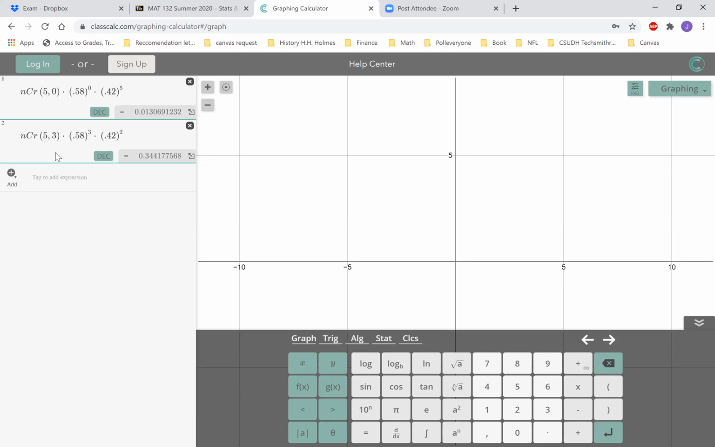So you get 0.3442. Right. Any question for that? Well, that last problem? All right, so we got 2 more to go.